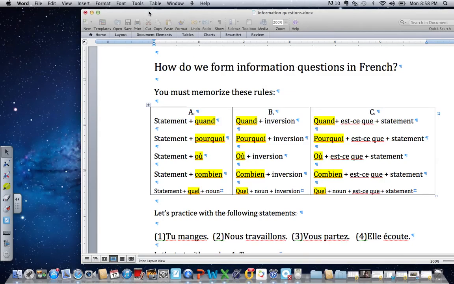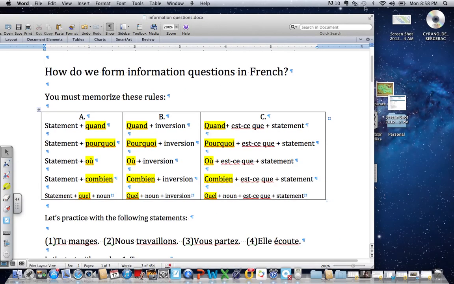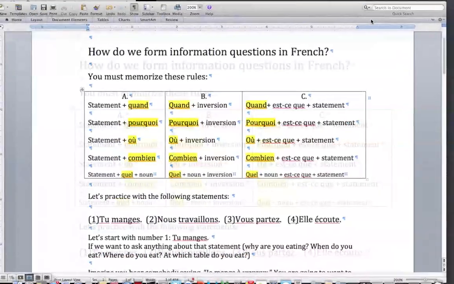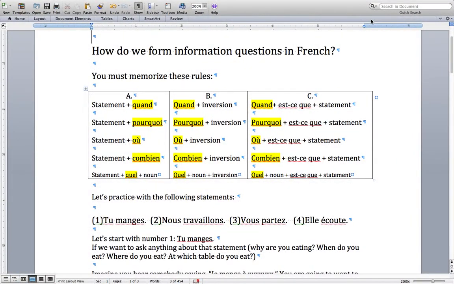We are going to learn how to form information questions in French tonight. An information question is a question that seeks information other than a yes or no response. In order to ask information questions and to be able to do it either on a test or when I'm not around, say you're in a cafe in France with a very, very attractive French speaker and you want to sound intelligent, you'll be thrilled that you memorized these rules.